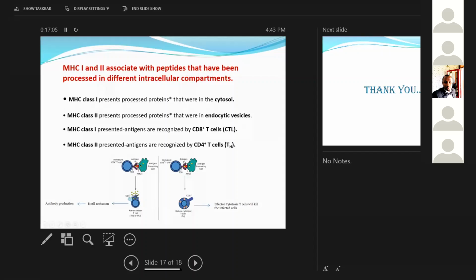B cells then will become activated, they will proliferate, and then they will produce antibodies. So if we think bacteria, we think B cell, we think antibodies. And if we have viruses, we think cytotoxic T cells and direct killing. Okay, so this is the take-home message.